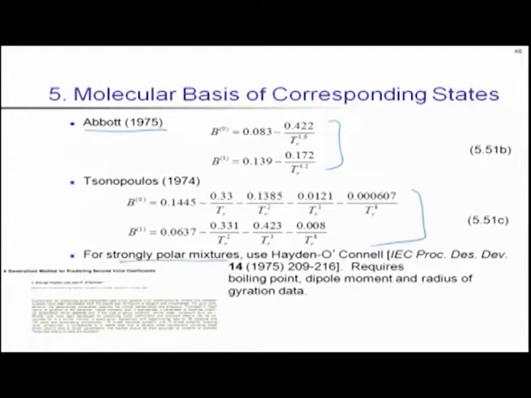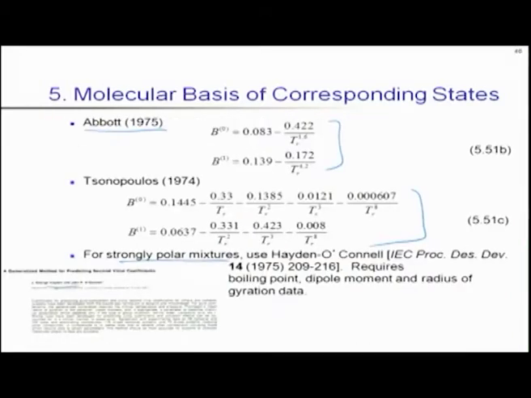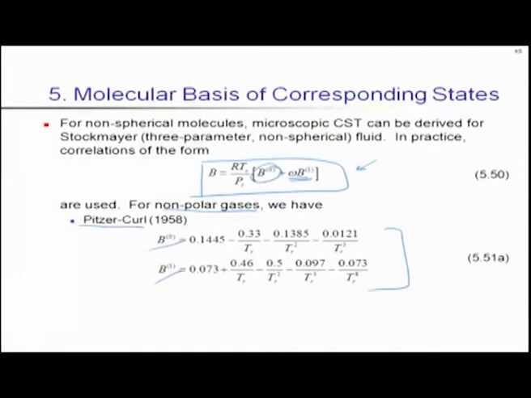For strongly polar mixtures, one can use the expression given by Hayden and O'Connell. But of course we don't have to remember this. Remember this is an expression which came up with extensive exercises. What is important is the methodology to solve problems using these kinds of expressions. So let me just further elaborate on this, that these Tcs we have to calculate for determining Bij. We need to find out Tr. Tr means you need to know T divided by Tcij, which was shown here, right? So we need to find Tcij.